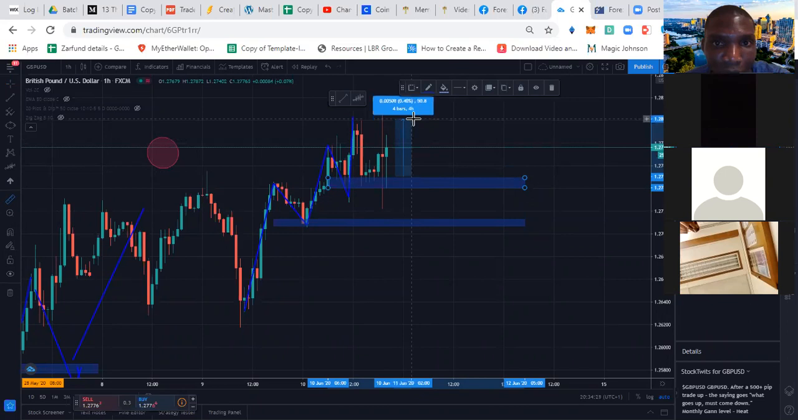As you drag it up, can you see where it says 50.8? Can you see 50.8? Okay, yes, I can see. That is 50. That's 50 pips. I see. So that's how you do it on TradingView.